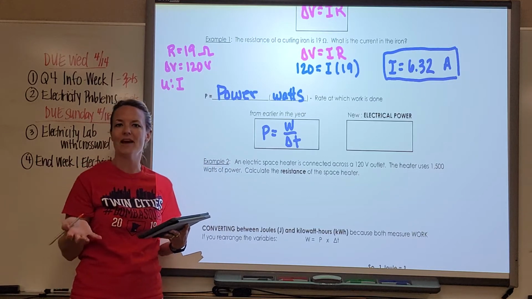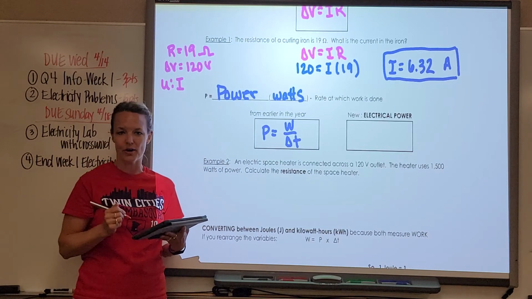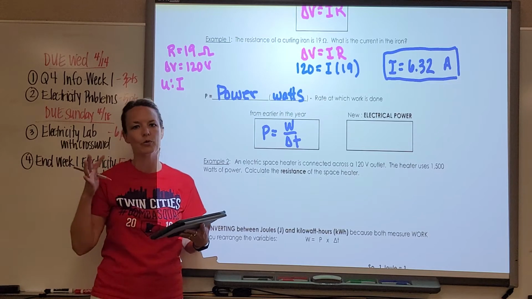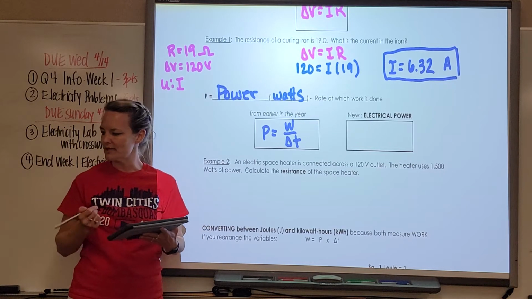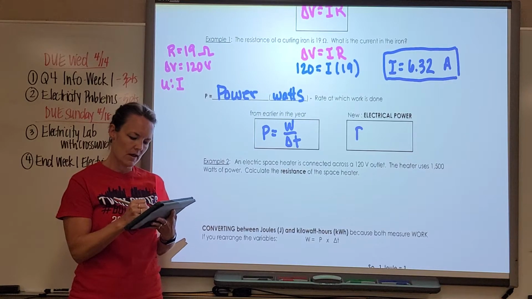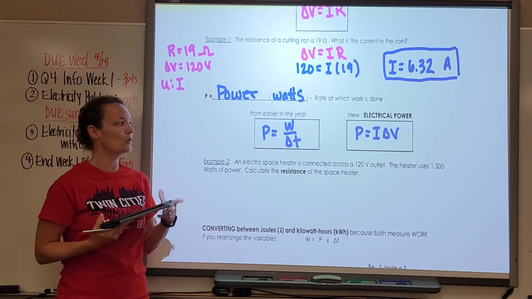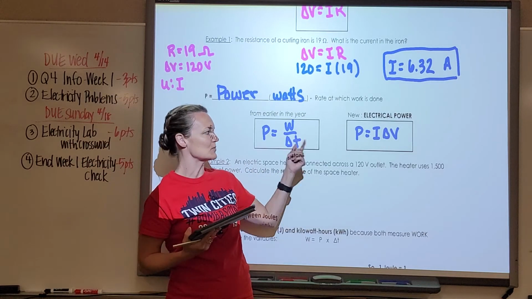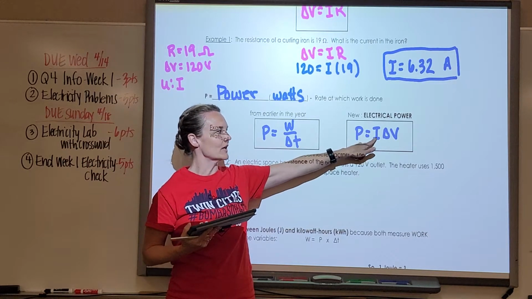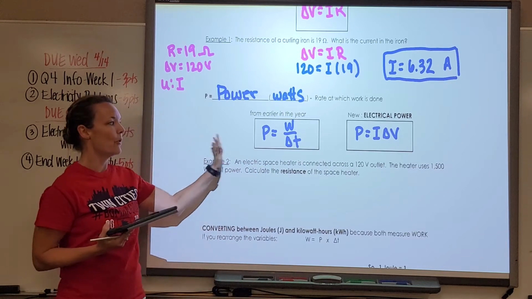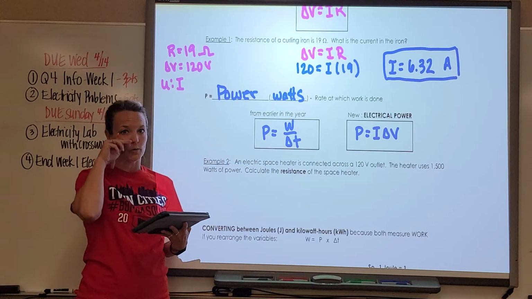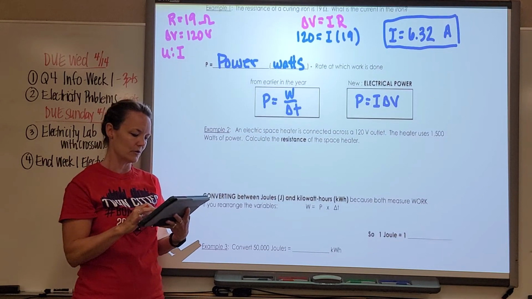We are also going to have a second equation for power that will help us specifically when we're dealing with current and voltage. And it is power equals I delta V. So you can find electrical power specifically if you know the current and you multiply it by the voltage. Both equations work. We will use both of them at different times throughout this unit.